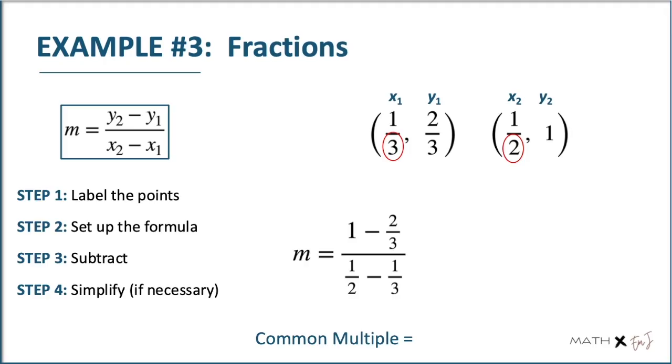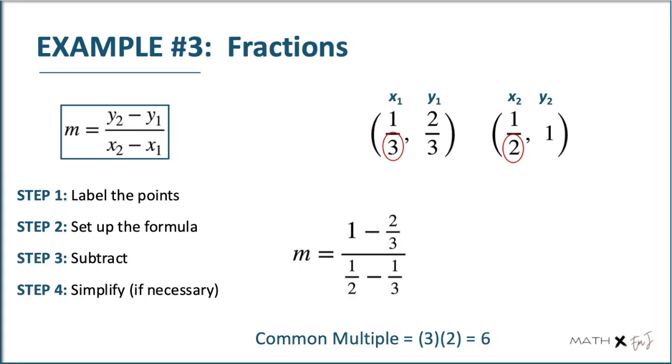If you'd like, you could write out a list of all of the multiples of 3 and all of the multiples of 2 and look for a common multiple between those numbers. But of course, if you're doing an exam or just homework, this can take a lot of extra time. The simplest way to find a common multiple is just to multiply these numbers together. So 3 times 2 will give us 6.